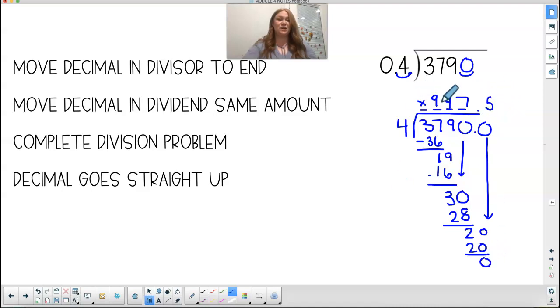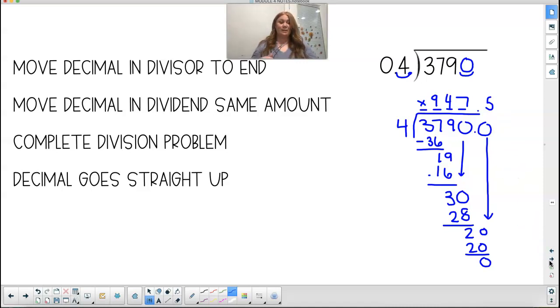So 947 and 5/10, or 947 and a half. So we move our decimal, match it. We made this 10 times bigger. Complete your division, matching everything up.